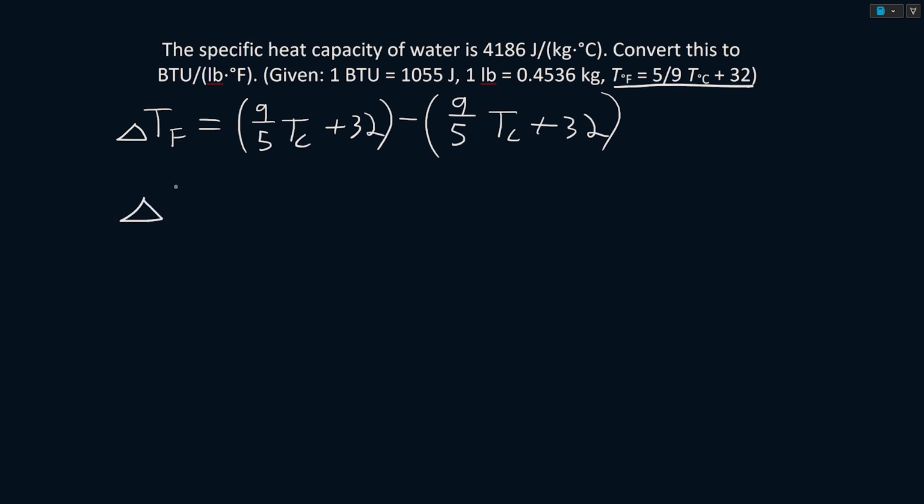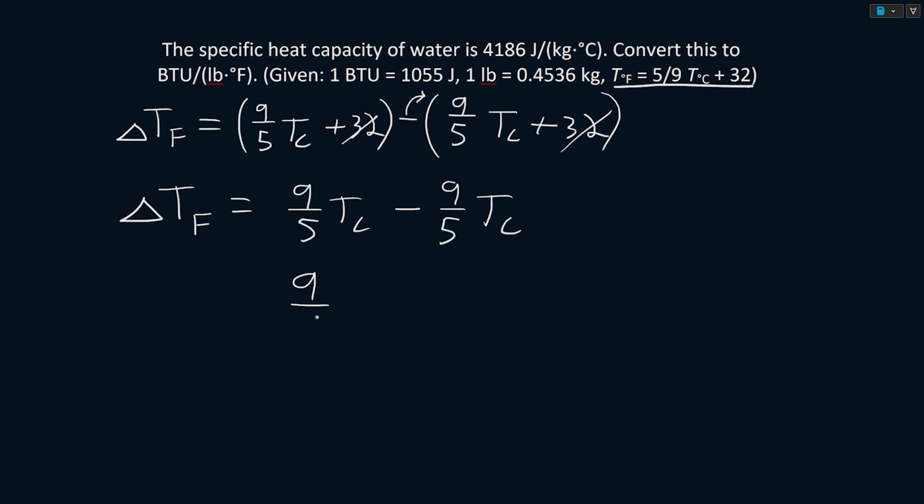We can simplify this by saying that a change in temperature in Fahrenheit is equal to 9/5 temperature in Celsius minus our 9/5 temperature in Celsius. This is because we can distribute the negative sign and cancel out the 32's. Now we can pull out the 9/5 and just have temperature in Celsius minus temperature in Celsius. Well, this is just equal to a change in temperature in Celsius.